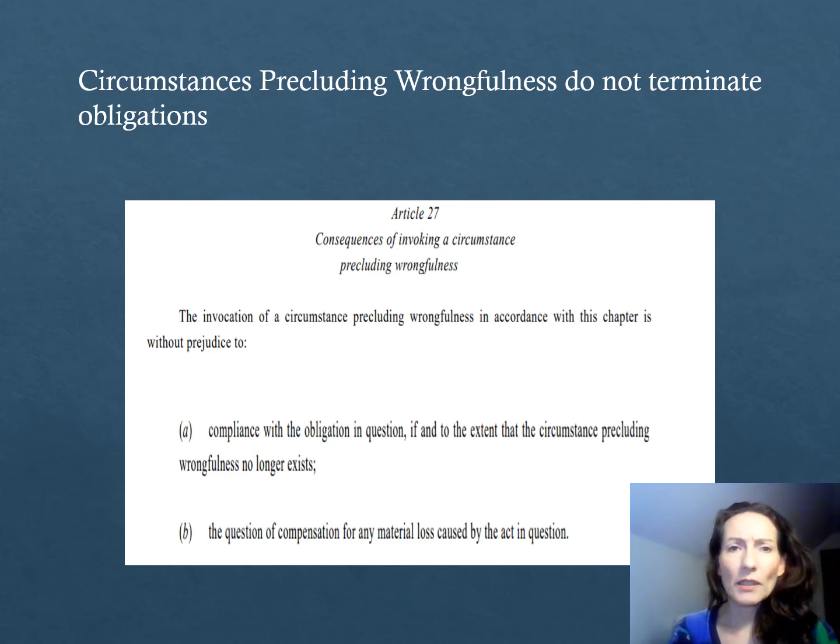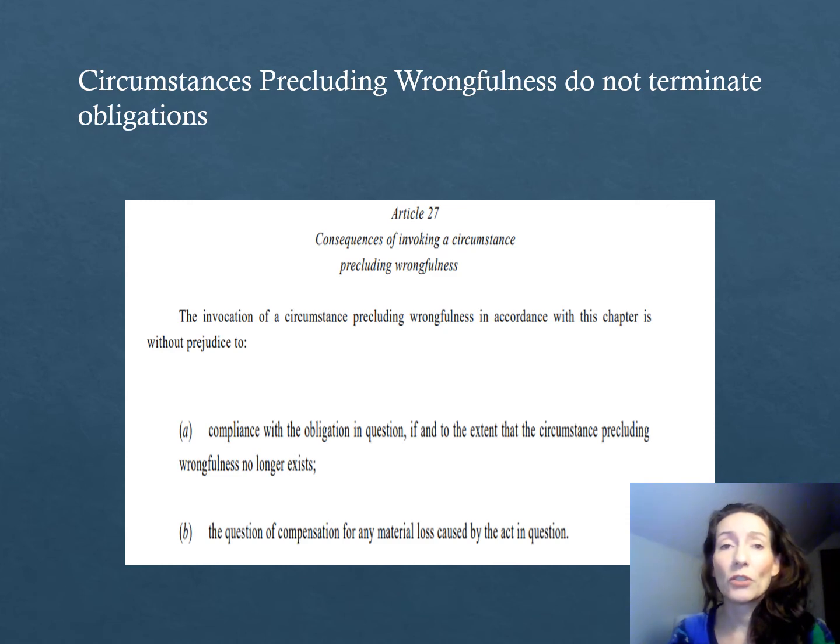We can illustrate this using the case of the Armed Activities in the Territory of the Congo again. The conflict at the origin of the case involved the use of armed force by Uganda in the territory of the now Democratic Republic of Congo. In fact, the Democratic Republic of Congo had consented to the presence of the Ugandan troops in its eastern border.